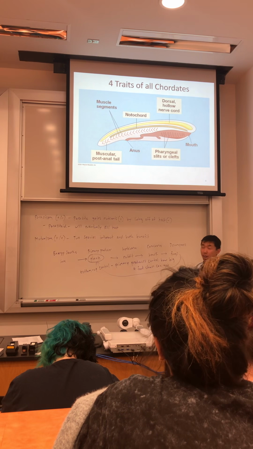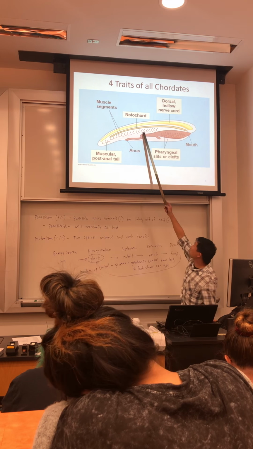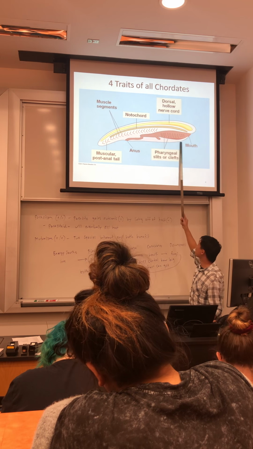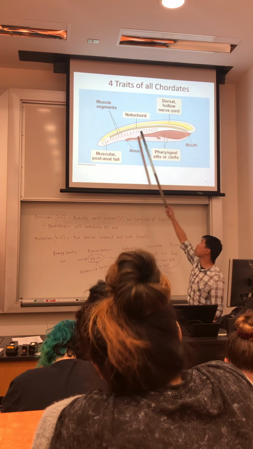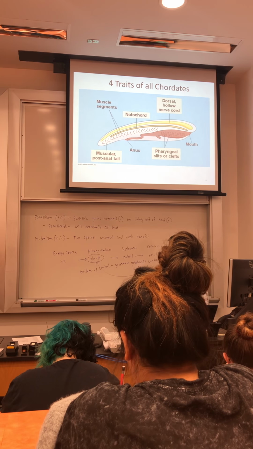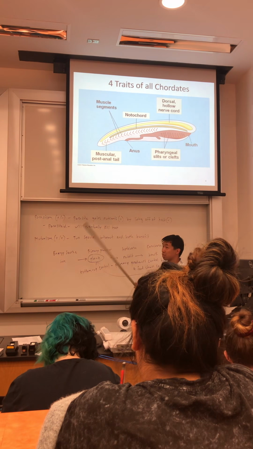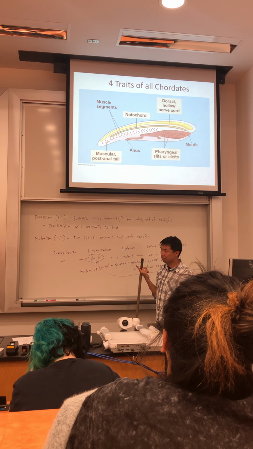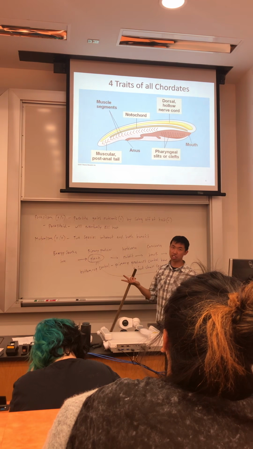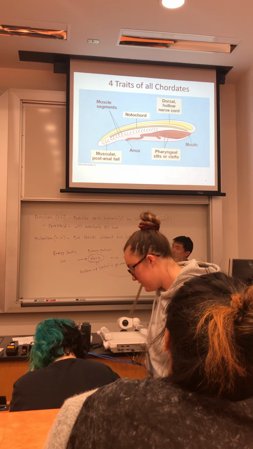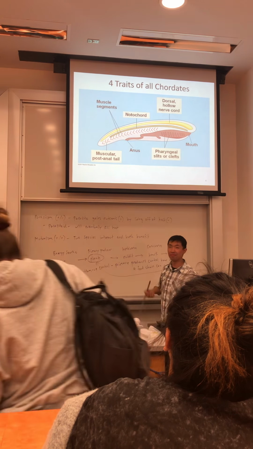Know the 4 major characteristics of all chordates. They have the notochord, the dorsal hollow nerve cord, the post-anal tail, and the pharyngeal slits. So these are the 4 major structures that we see in all chordates. All right? So another question I could ask is, which of the following are found in all chordates? Bone, hinged jaw, a multi-chambered heart, or post-anal tail?